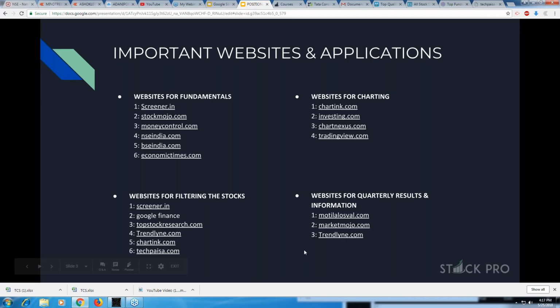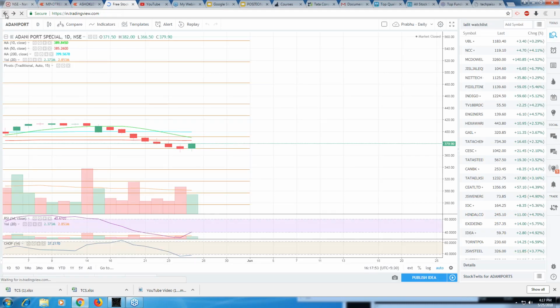So what is left now? Market Mojo, Trendline, Motilal Oswal is the one which is left, right? And Chart Nexus is basically a mobile app. You can download it from the Play Store and use it. So this is tradingview.com.